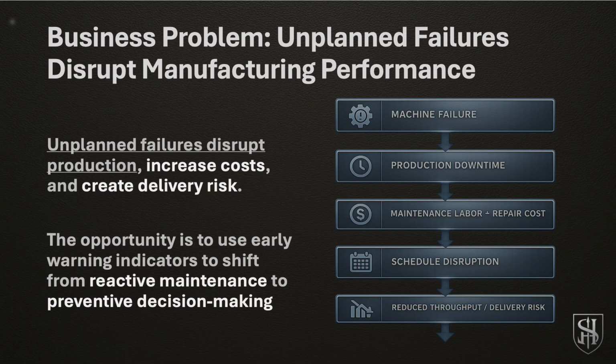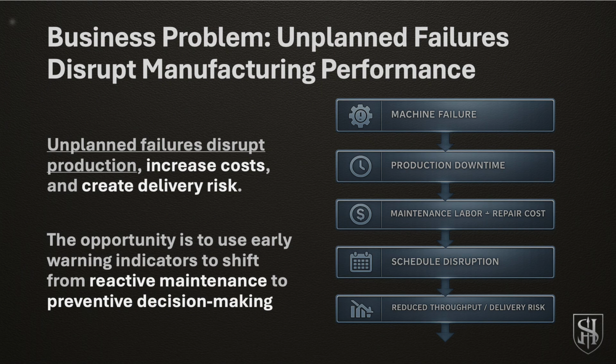Manufacturing organizations depend on reliable equipment to keep production moving. When a machine fails unexpectedly, the impact is usually larger than the repair itself. An unplanned equipment failure can interrupt production flow, delay work orders, increase maintenance labor, create overtime requirements, reduce throughput, and affect customer delivery timelines. In some cases, a single failure can disrupt an entire production schedule if the failed machine is part of a critical process.